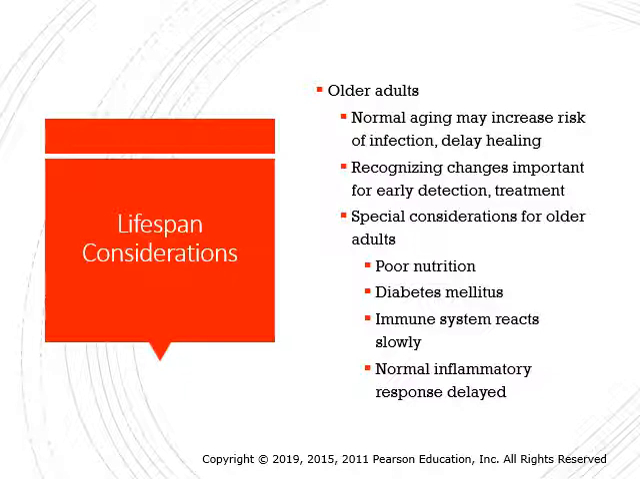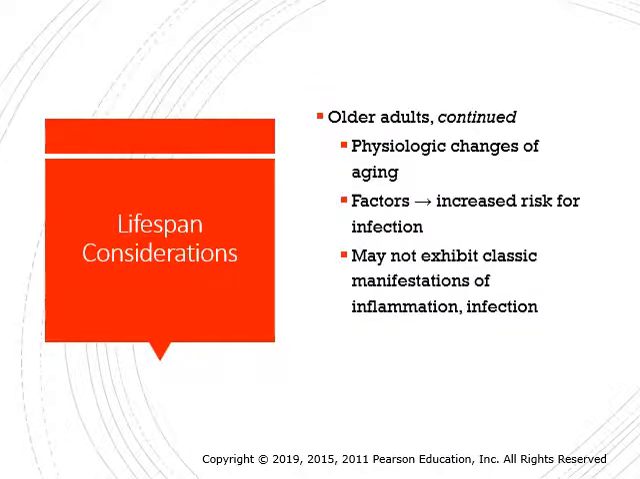We need to recognize things that seem like they could be a potential either risk or early onset of an infection. Special considerations for older adults are going to be things like perhaps they have poor nutrition, chronic conditions such as diabetes. We need to remember that their immune system reacts slowly to the onset of an insult. And then again, their normal inflammatory response is delayed. So they're not getting a leg up on this stuff. Okay, they're kind of already starting out behind the 8 ball. So prevention for these folks.